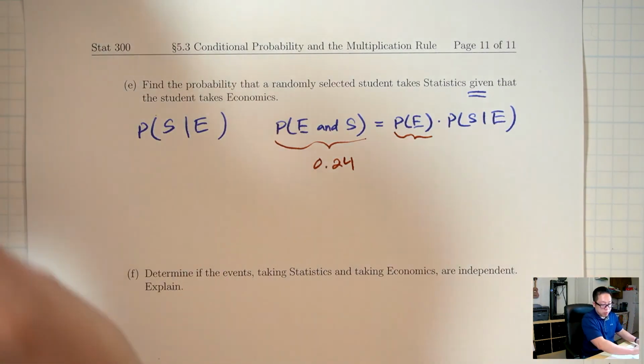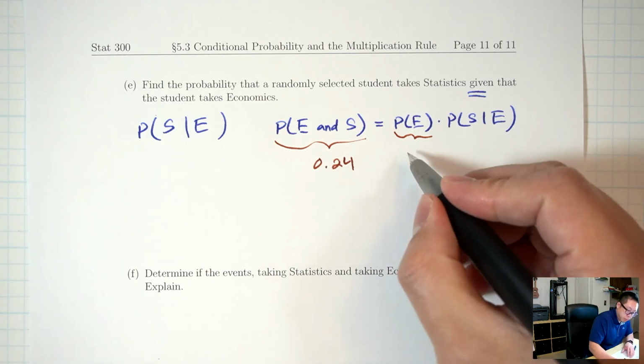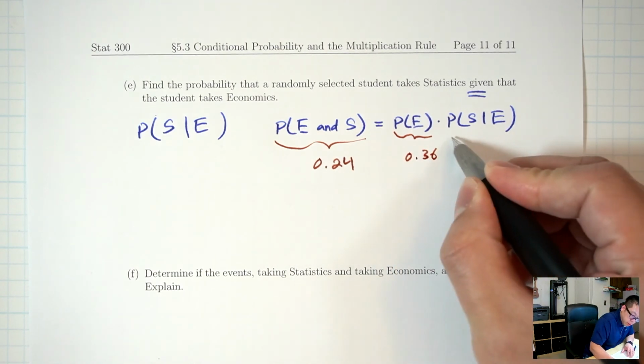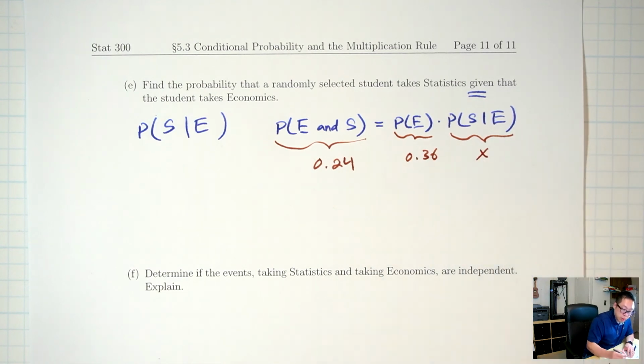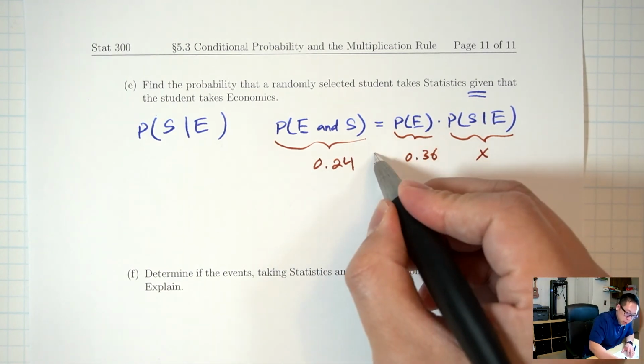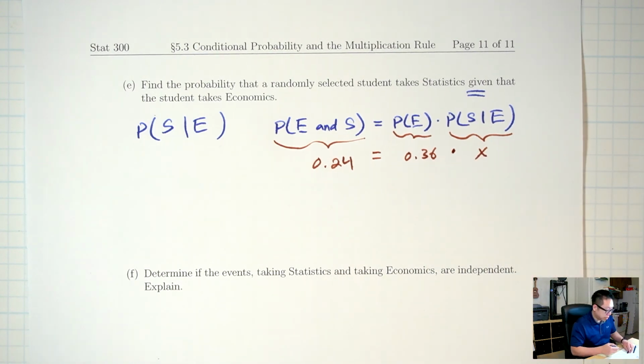Probability of E, 0.36. S given E, that's what I'm looking for. Let's call that X. Go through, fill in the symbols. There's an equals here. There's a times here. And then your job is to get the X by itself.